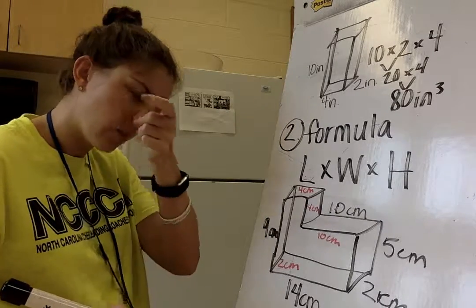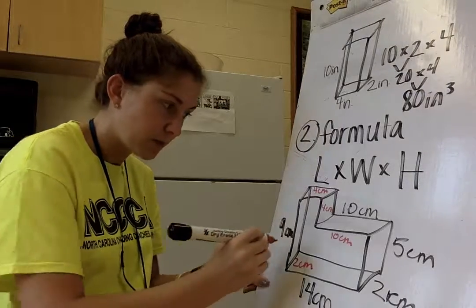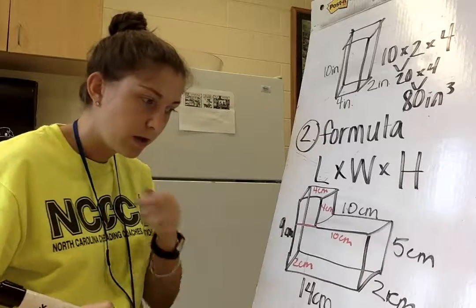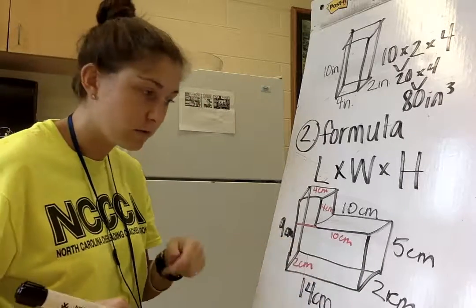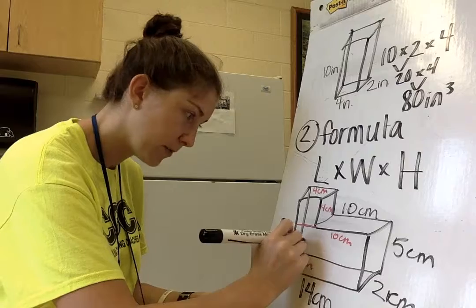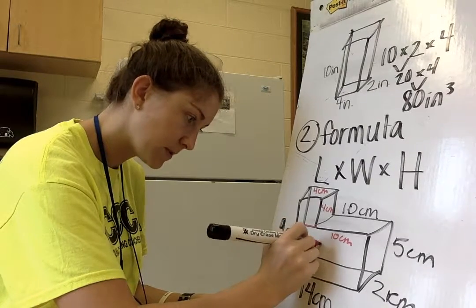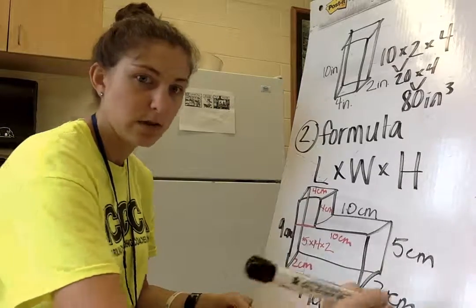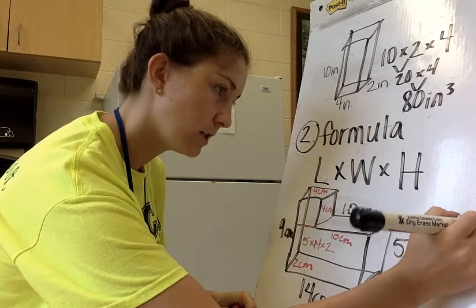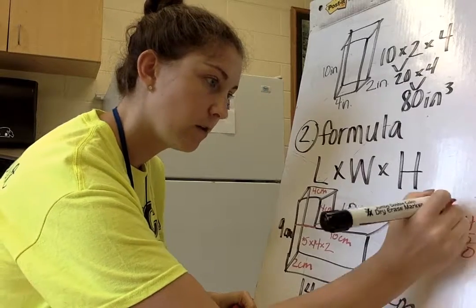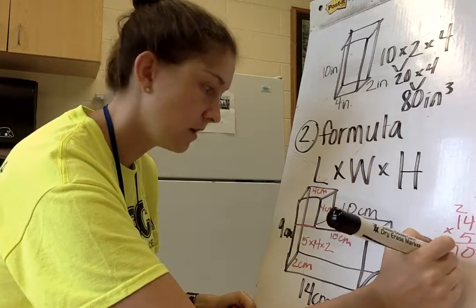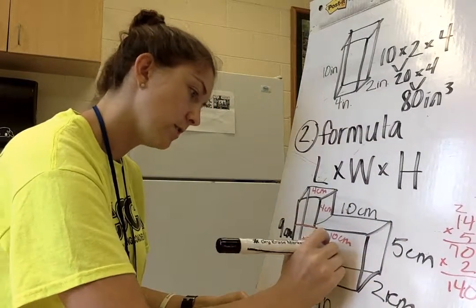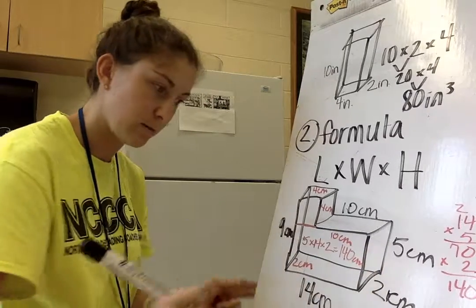Now I need to decide where I'm going to break it up. So I'm going to choose to break it up right here, going straight across. In order to find the volume of this long rectangular prism down here, I'm going to have to multiply 5 times 14 times 2. So I'm going to need to do a little bit of math over here. 14 times 5 is 70, times 2 is going to give me 140. So this right here is going to give me 140 centimeters cubed.